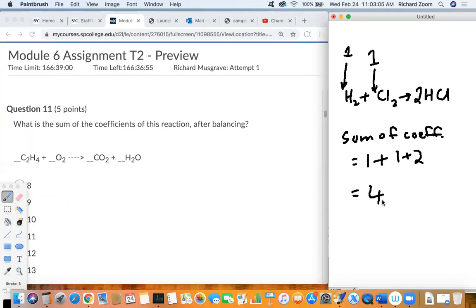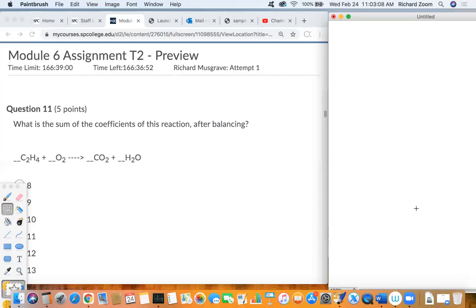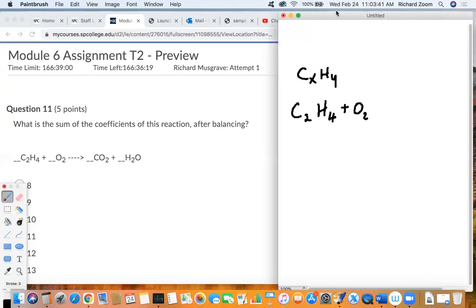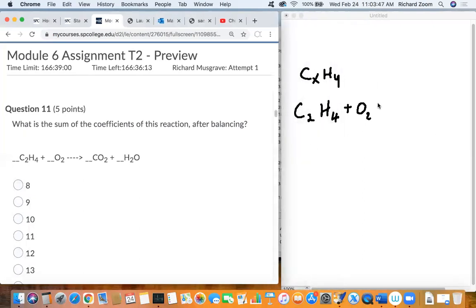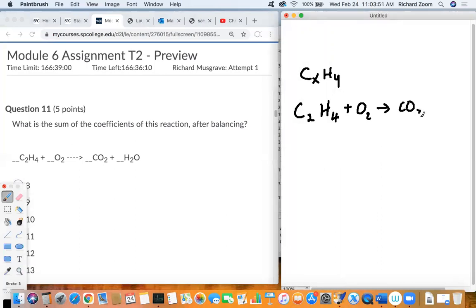There's also these hydrocarbon balancing problems, and I want to give a couple of tips on those. Whenever you're doing hydrocarbons, we're talking about compounds of carbon and hydrogen, there's really two possibilities. They always have the formula CxHy, for example C2H4. I'll balance that and then give you another example and you'll see the difference between them. So C2H4 plus O2 gives CO2 plus H2O.